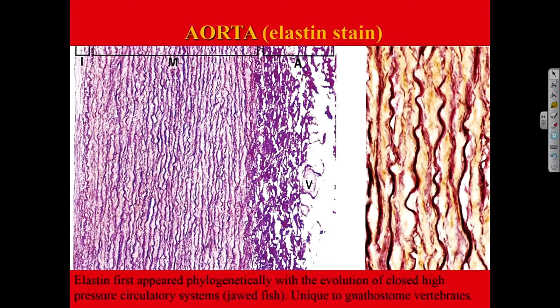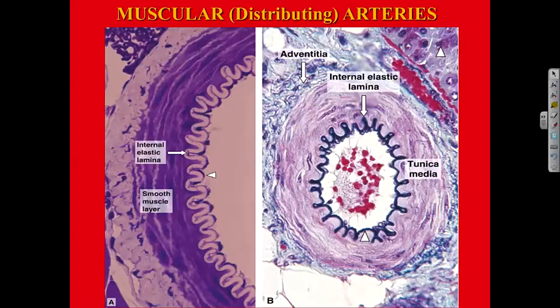You don't see them in any invertebrates. You only see them in jawed fish and higher, animals with skeletons, nothing else. All invertebrates, insects, cephalopods, all those invertebrates, no elastic, it didn't evolve in those critters. So it's relatively recent, about 400 million years ago.